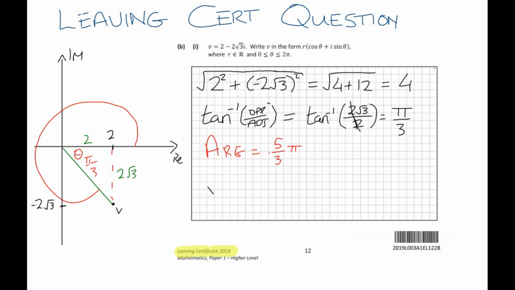So therefore, v in polar form is equal to the modulus, which is r here, which is going to be 4, cos of the angle, which is now 5 pi over 3, plus i sine 5 pi over 3. And that's it. Now, it's the second part of the question. The first part's got to do with finding roots.